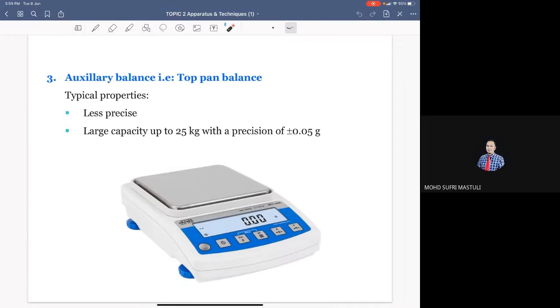The third one is the less precise balance. We call it top pan balance because this balance is less precise because they don't have a cover on top of it.